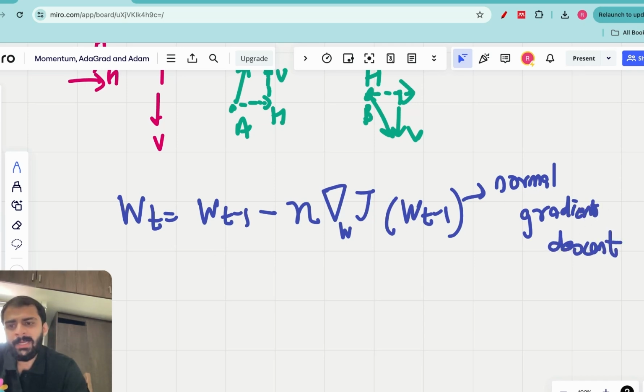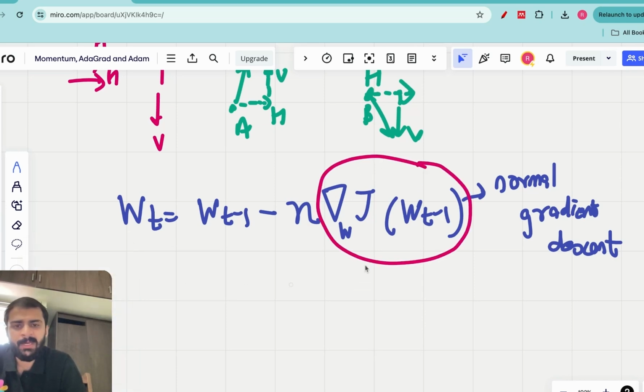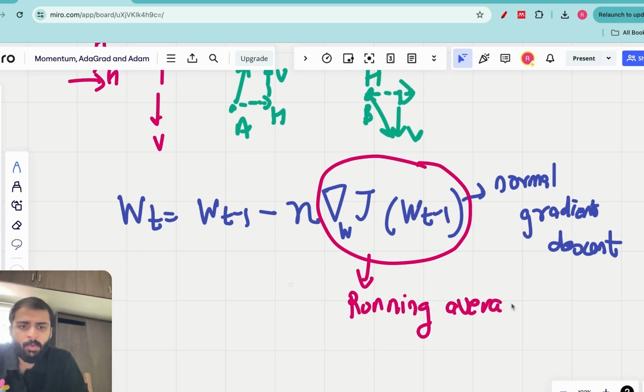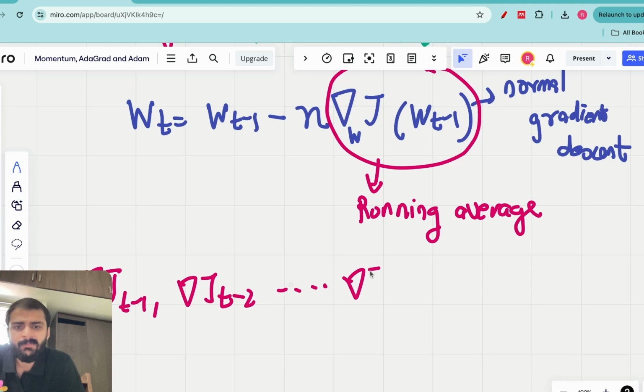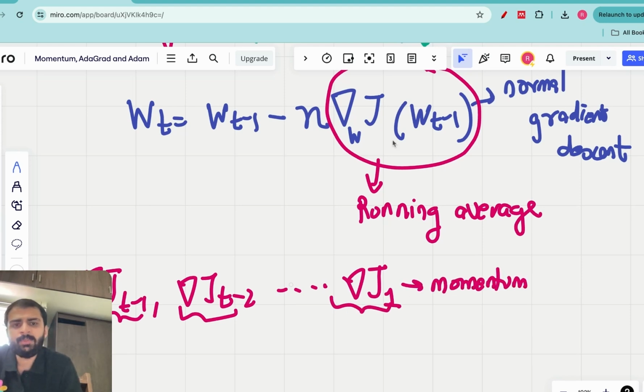But in normal gradient descent, only the gradient at the current time is seen. So this will be modified and this needs to be replaced with the running average. By that, what I mean is that when we are at the current time t or t minus 1, we actually have the gradient at time t minus 1. We also have the gradient at time t minus 2, dot dot dot. We also have the gradient at time 1. So in momentum, we take into account all of these gradients, whereas in normal gradient descent, you just take into account the gradient at the current time t minus 1.